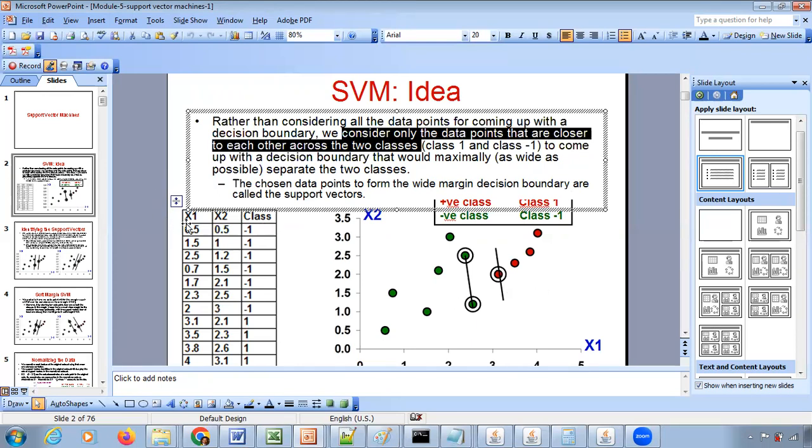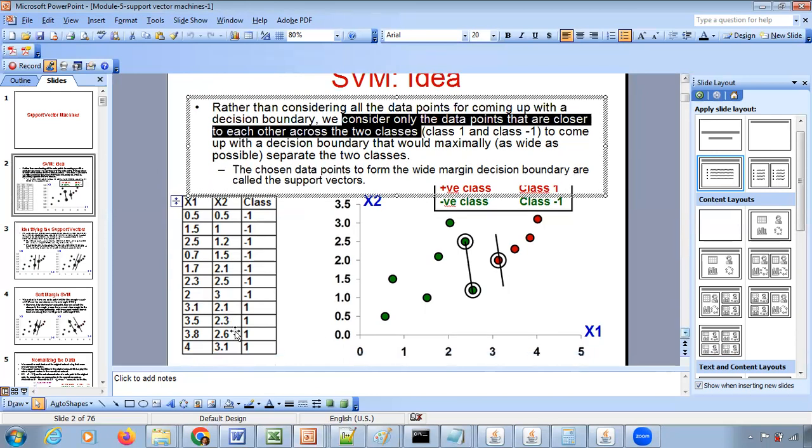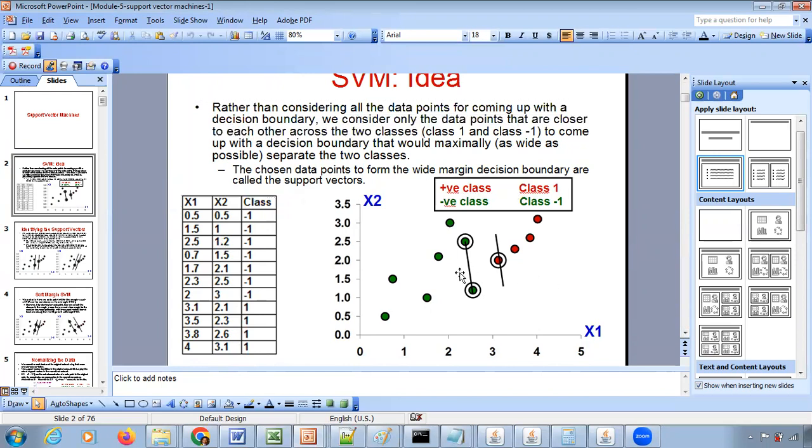So for example, consider this data set where we have two features, x1, x2, and if you plot the raw data as it is, this is what we have. And we have class 1, which is the red class or the red data points here, and class -1, which are the green data points here. So instead of considering all these data points to build a model, we will consider only the data points that are closer to each other across the two classes. So basically, we consider these two green data points and this red data point. So these are the data points that are closer to each other across the two classes.